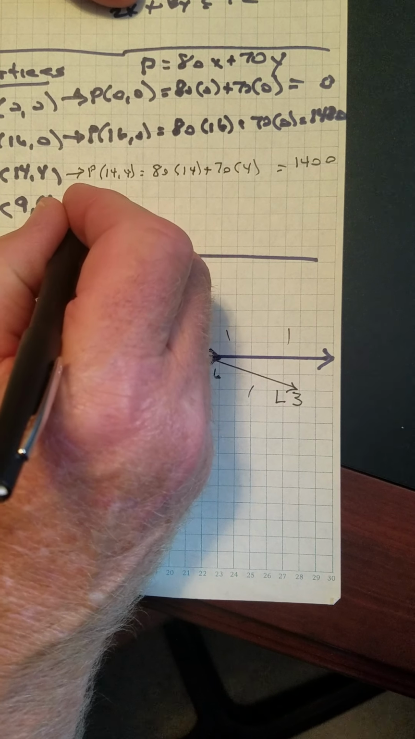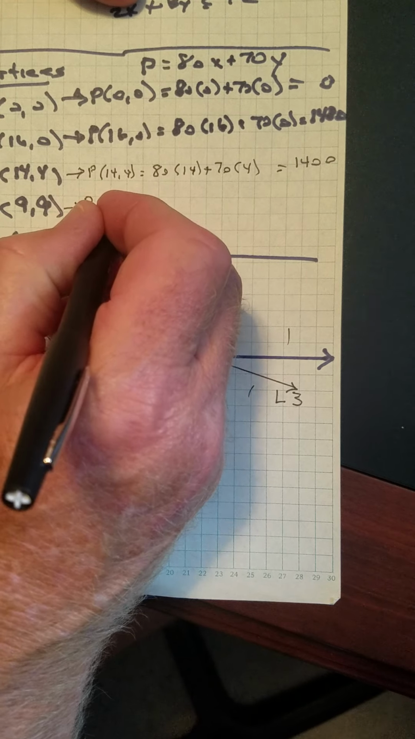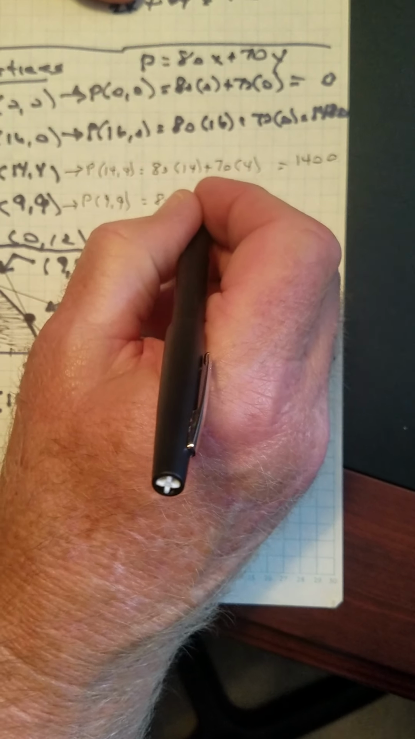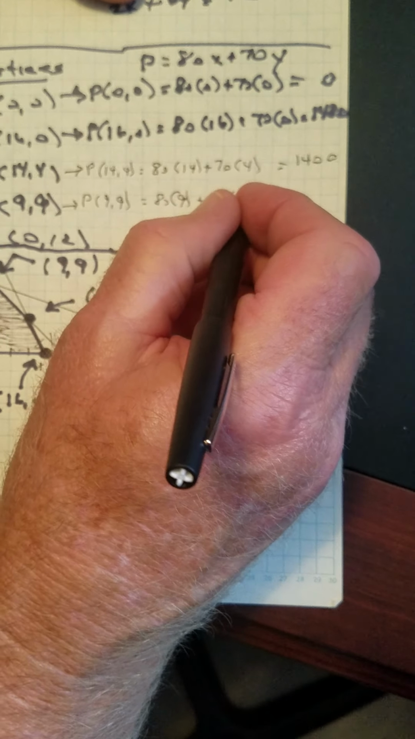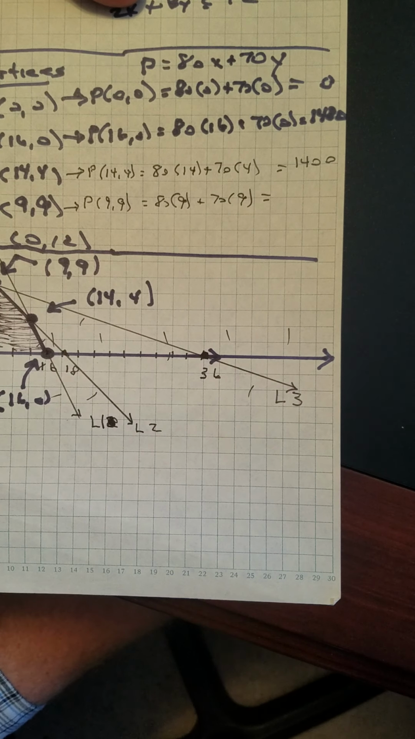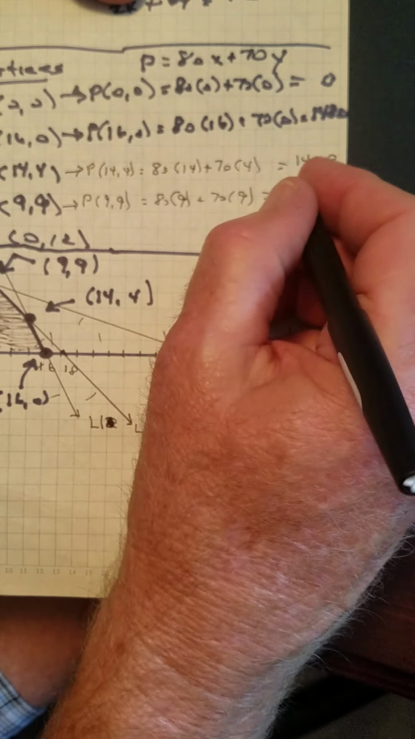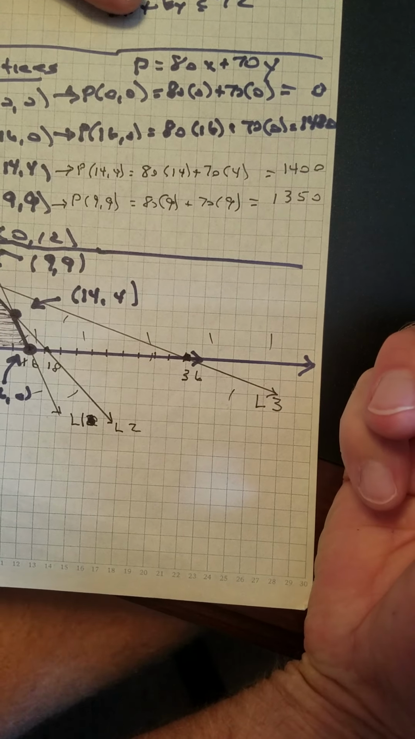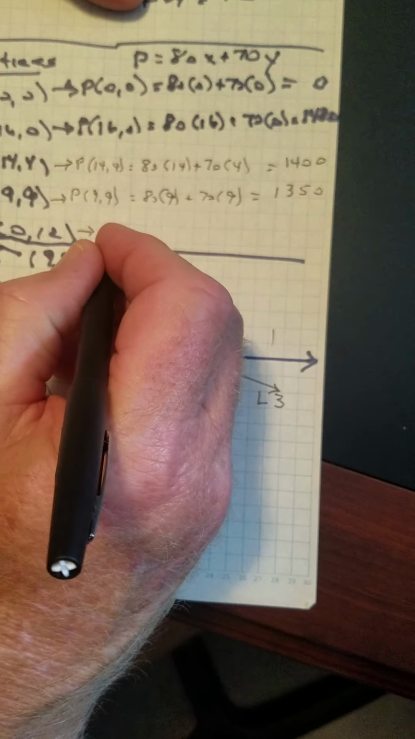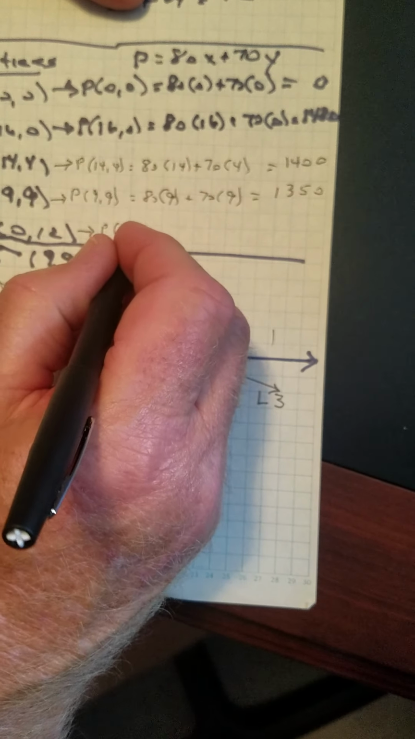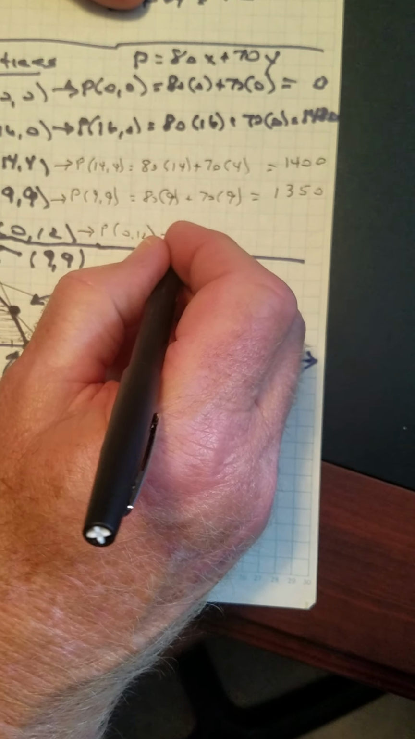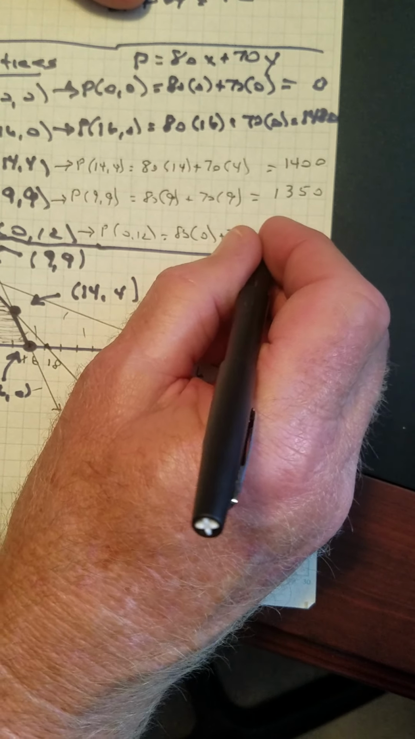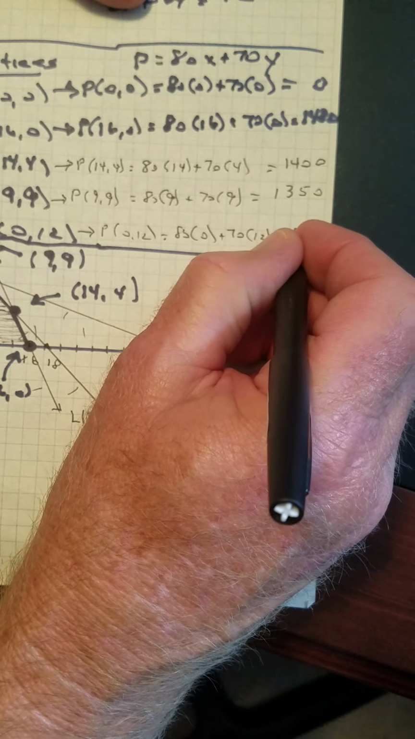Now I'm going to go to the next one. So the profit at 9, 9 is 80 times 9 plus 70 times 9. And that's 1,350. And then the last one here, I want to find the profit at 0, 12. So I'm going to take 80 times 0 plus 70 times 12, and that's going to be 840. Do that one in your head.